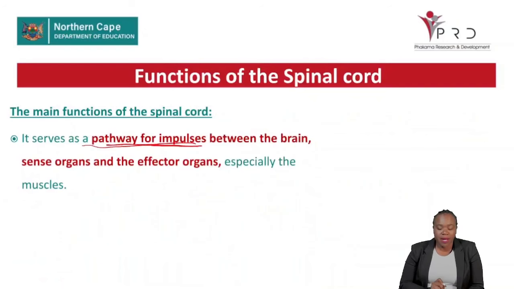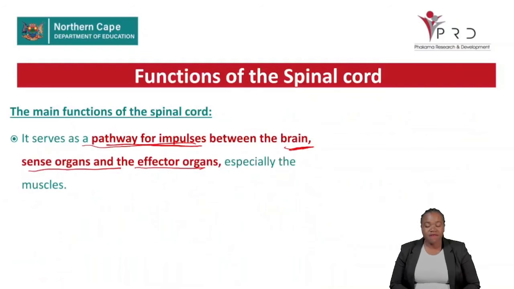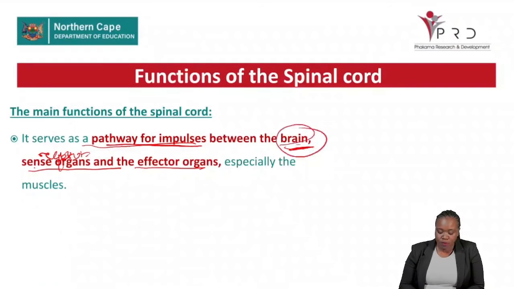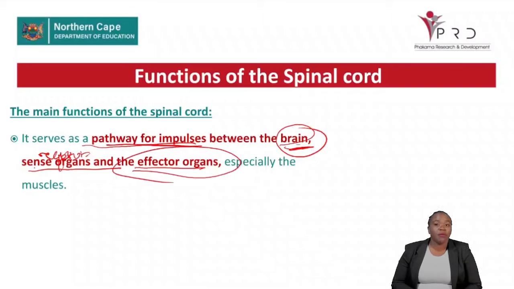Right, okay, so the main functions of the spinal cord now would be to serve as a pathway for impulses between the brain, the sense organs, and the effector organs. So from the sense organs, where we find the receptors, to the sensory neurons. The sensory neurons are going to send the message now to the spinal cord. The spinal cord will send this message to the brain, where it is interpreted, and then from the brain back through the spinal cord to the effectors through the motor neuron.